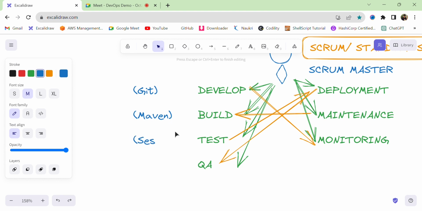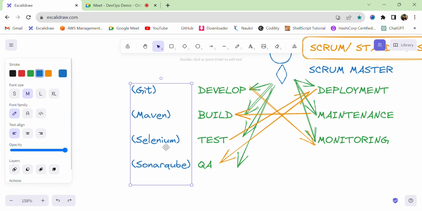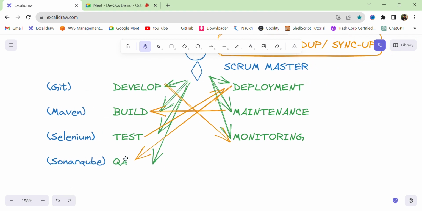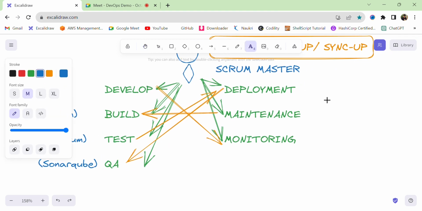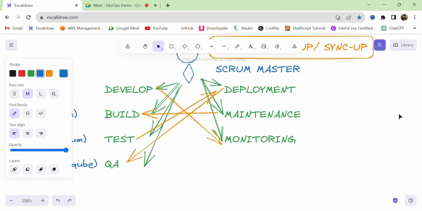The testing team was told to use Selenium, so that the testing can be done. The QA team was told to use a tool like SonarQube. There are different other tools; I'm just giving an example. Later on, when we came to the deployment end, the deployment team was told to use tools like Ansible, Docker, or Kubernetes. So these tools were given to the deployment team to do the deployment.